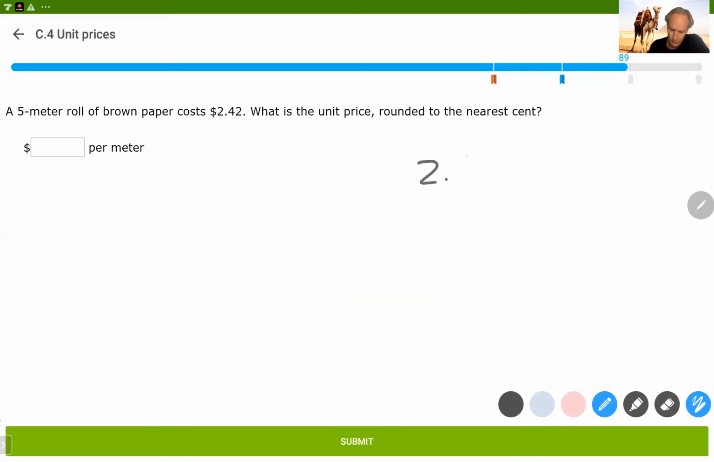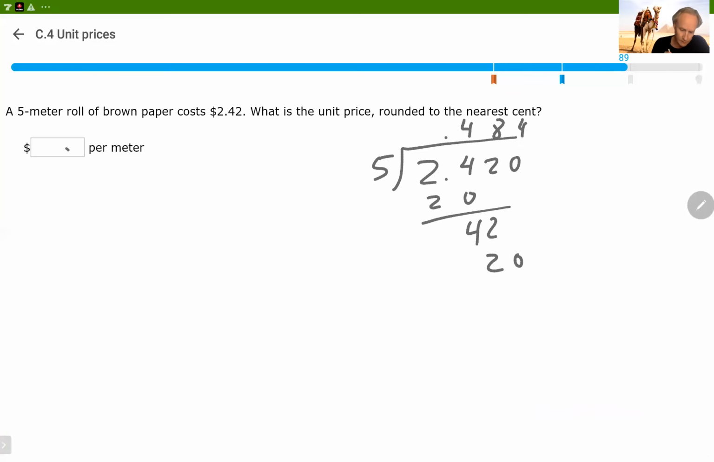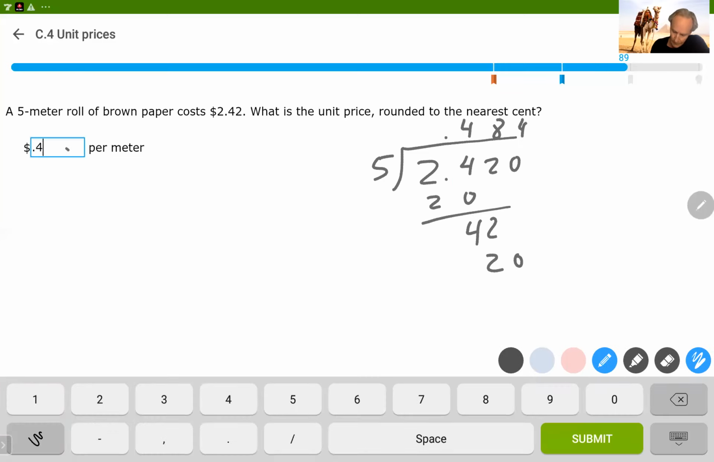242 divided by 5. It's going to go in 4 times. That's 20. And 42 goes in 8 times with a 2 left over and a 0. Bring down the 0, and we've got a 4. Nearest cent is 0.48. We don't have to round it because it's a 4 next.